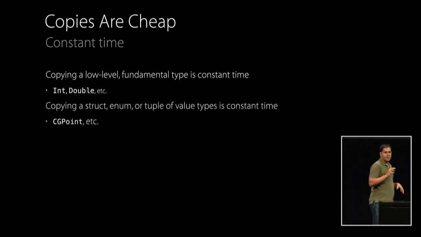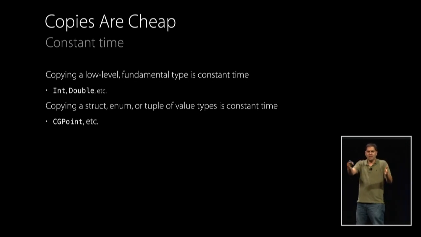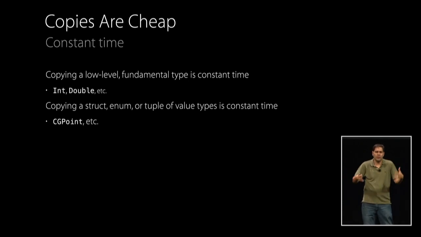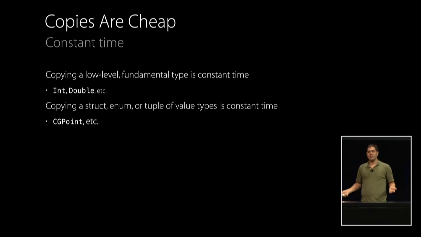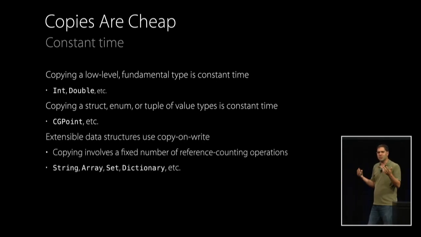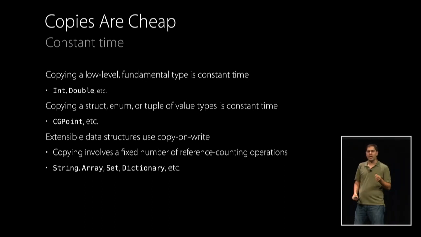So then you start building structs out of doubles and ints and so on. Like CG point is built of 2 CG floats. Well, any of these structs, enums, or tuples, they have a fixed number of fields, and copying each of the things in there is constant time. So copying the whole thing is constant time. All right. That's great for fixed length things. What about extensible things? Strings, arrays, dictionaries, and so on. The way we handle these in the Swift world is by copy on write.